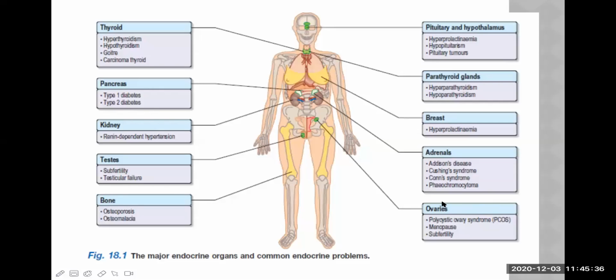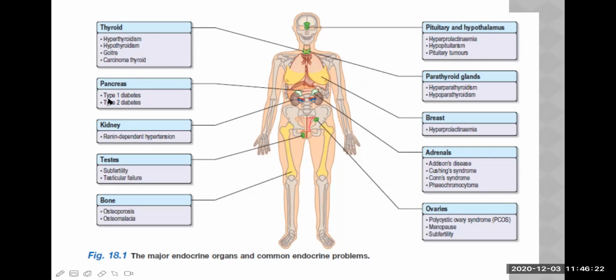Now please focus on this slide. This slide is taken from your textbook. These are the different endocrine glands and the different pathologies present inside them, or different manifestations you can say. So for the pituitary and hypothalamus, the different disorders are hyperprolactinemia, hypopituitarism, and pituitary tumor. Thyroid gland: hyperthyroidism, hypothyroidism, goiter, and carcinoma of the thyroid gland. All of these we are going to talk about in our classes, because thyroid disorder is a very important one. Goiter is enlargement of the thyroid gland.